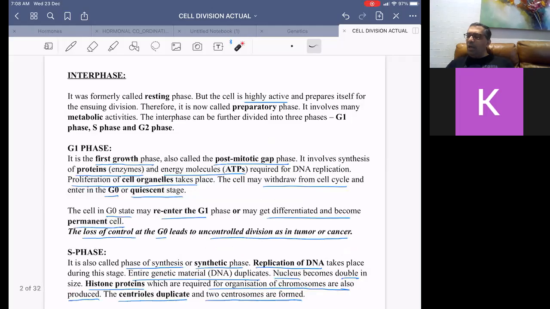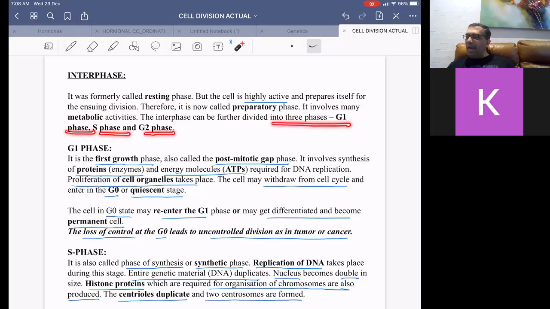So what exactly is the interphase? The interphase was formerly called the resting phase, but the cell is highly active and prepares itself for the following cell division. Hence, it is now called the preparatory phase. So, interphase, which was initially called the resting phase, is now called the preparatory phase. It involves many metabolic activities, and the interphase is further divided into three phases: G1 phase, S phase, and G2 phase.